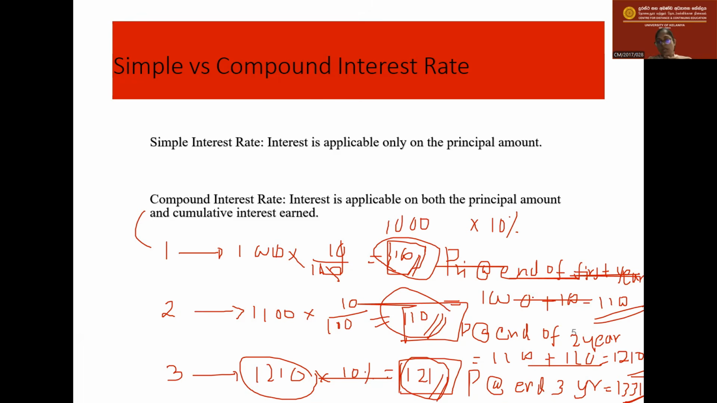These are the interest, and the relevant principal amount at the end of each consecutive year is: at the end of first year, 1,000 and 100. At the end of second year, it's 1,210. And at the end of third year, the principal amount would be 1,331. Simple like this, right? But in simple interest, there is no compounding, the cumulative interest rate as that. This, right? Okay.